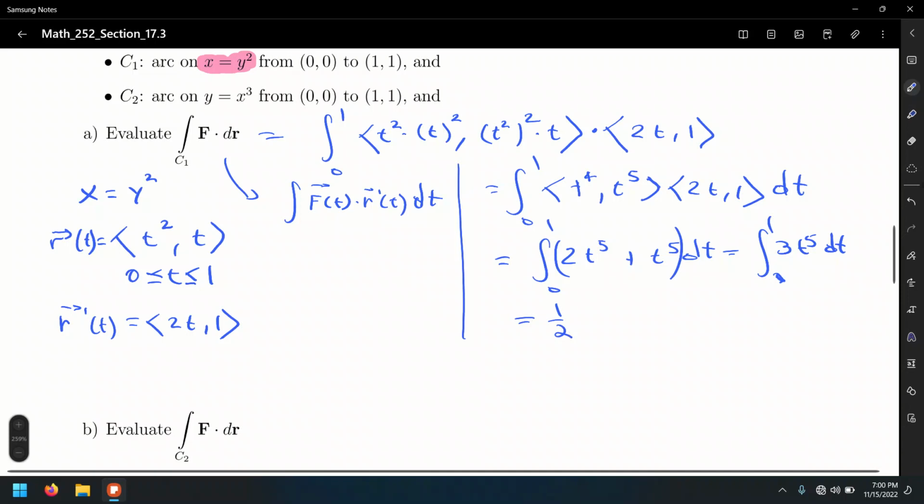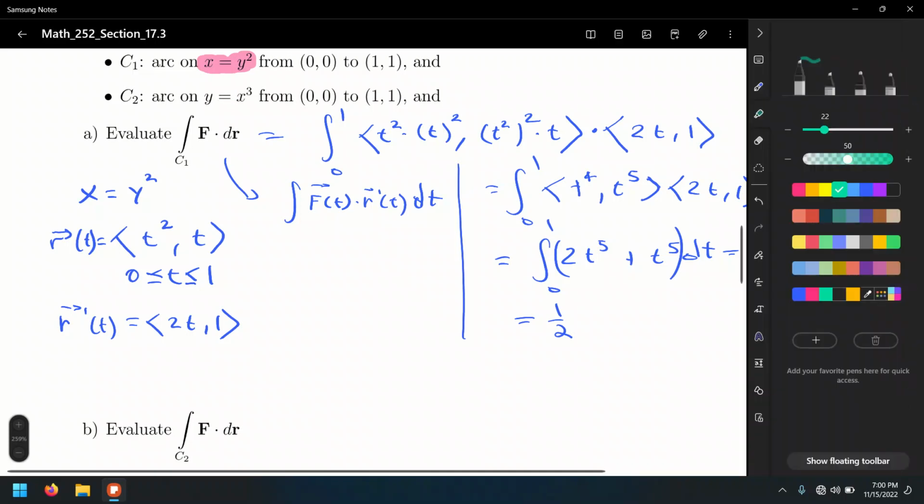So that's the first integral, and that's over the arc x equals y squared. Let's see what happens over the second arc, which in this case is y equals x cubed. Now be careful with the second arc, because in the first arc the independent variable was y, because we had a function x depending on y. That's where we assigned the t to the independent variable. This time the independent variable is x.